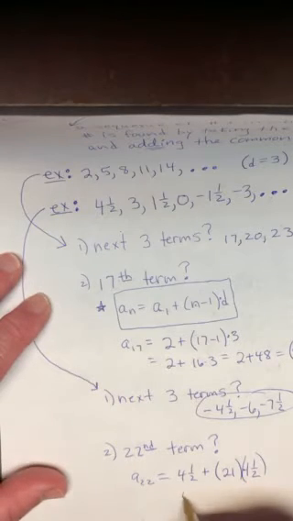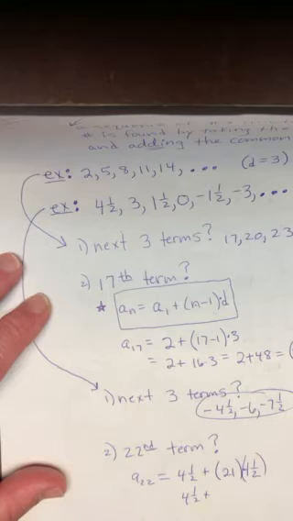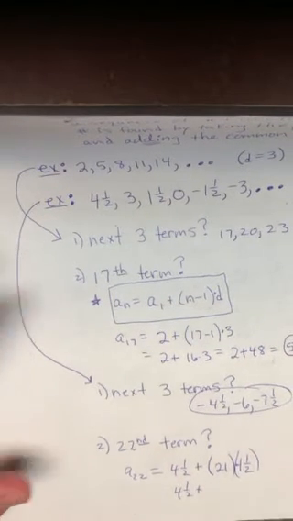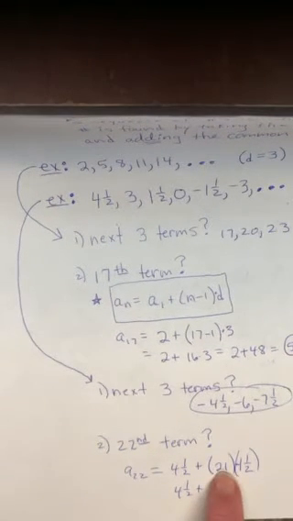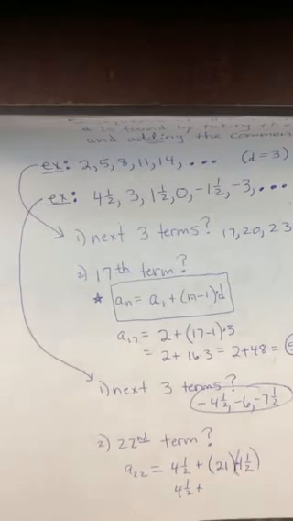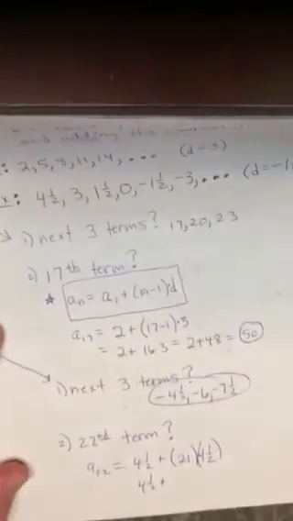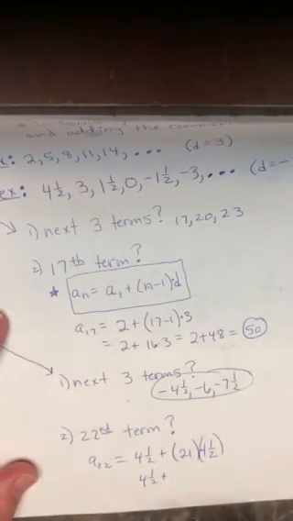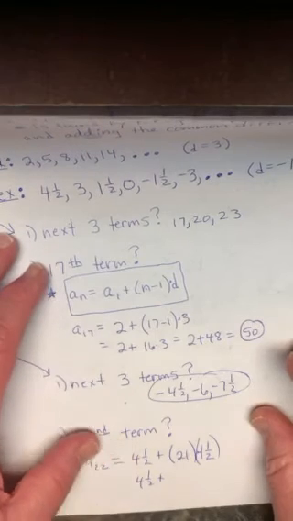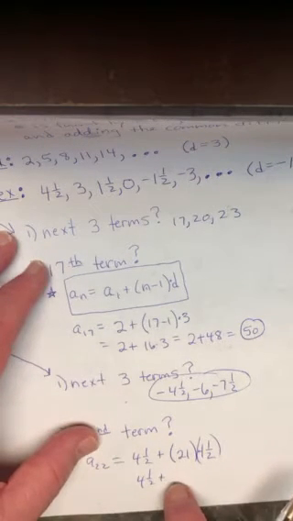So I've got 4.5 plus. Now careful, you might need a calculator here because we're taking 21 times negative 1.5. So if I push 21 times negative 1.5, we're getting negative 31.5. Now don't write a decimal. I used a decimal on my calculator. But the rule is always what?